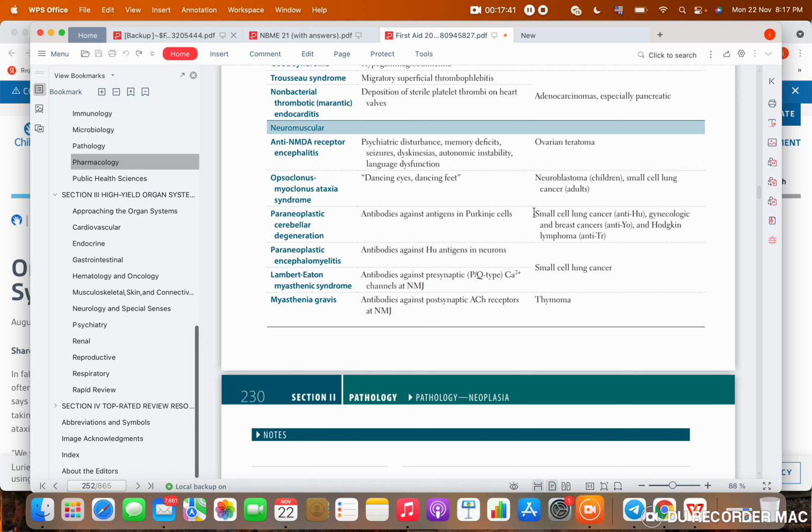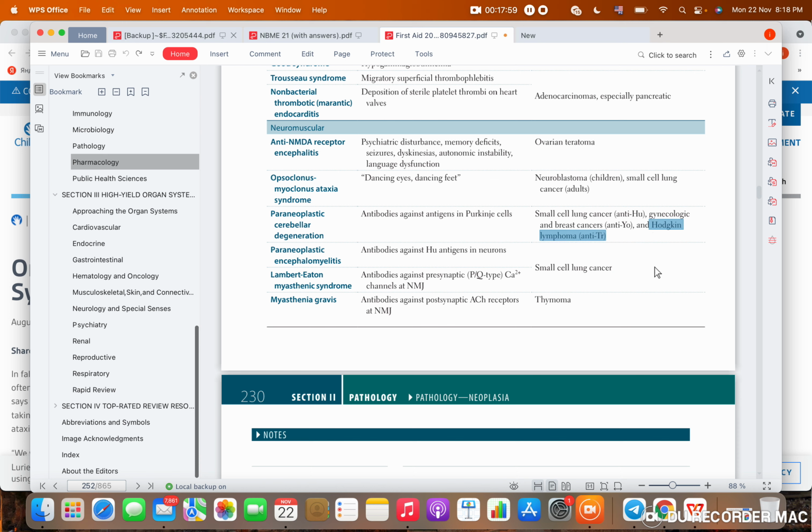And other ones, small cell lung cancer, like the anti-Hu. So yeah, the anti-Hu can lead to paraneoplastic cerebellar degeneration in case of small cell lung cancer. Gynecological and breast tumors, the anti-Yo.